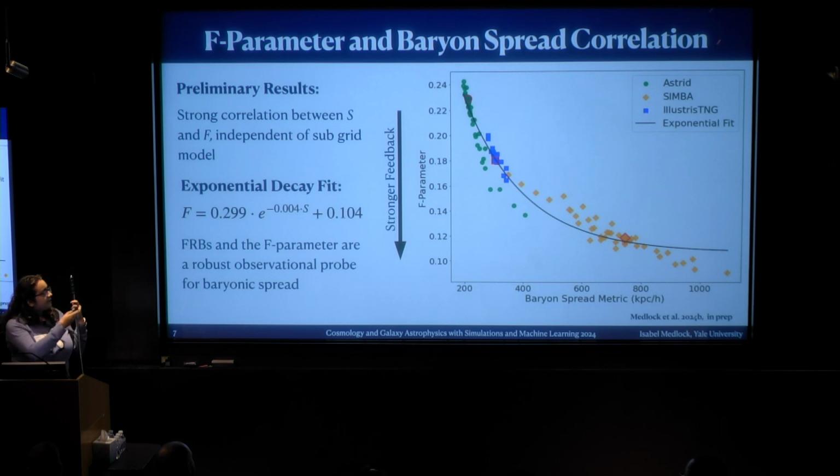We've initially fit it with an exponential fit that fits the data pretty well, but we're still working on the fit. Each point in this plot is a separate simulation with its own value of F and its own value of median spread. But we were really excited about this because it looks like this relation is independent of the subgrid model. It holds over the different subgrid models and variations of feedback. So it points to FRBs, potentially the F parameter, being a good proxy for quantities that we can measure in simulations, or observable quantities that are difficult to get as a clean and straightforward measurement.